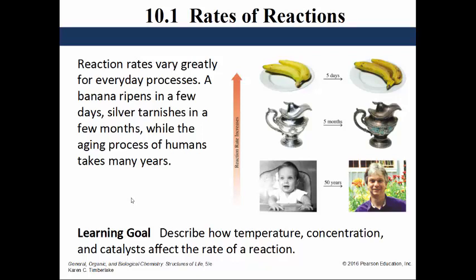Okay, in this chapter, chapter number 10, rates of reactions. Now, reaction rates for everyday processes can vary greatly in their time. A banana may only ripen in a few days, a piece of silver may tarnish within a few months, while a person ages over the course of many years and many decades. So there are various factors that impact the rate of reaction, and we'll focus on those for the learning goal for this chapter. We'll discuss how temperature, concentration, and catalyst all can affect the rate of a reaction.